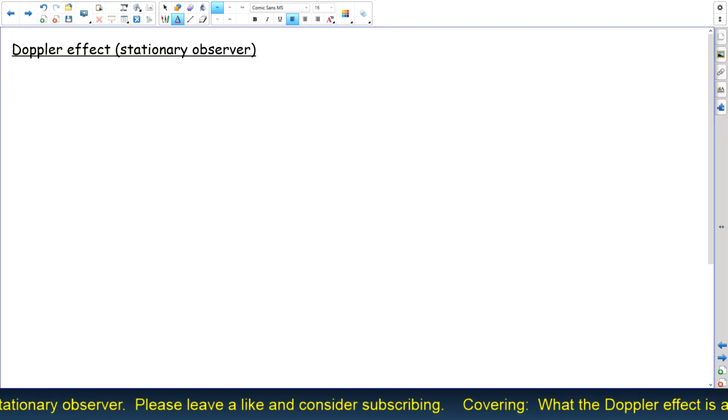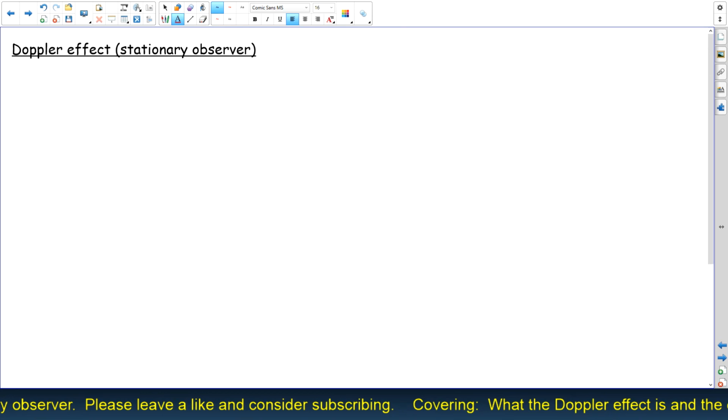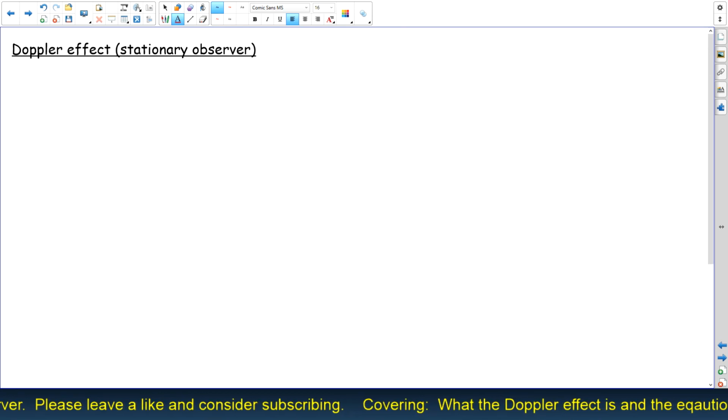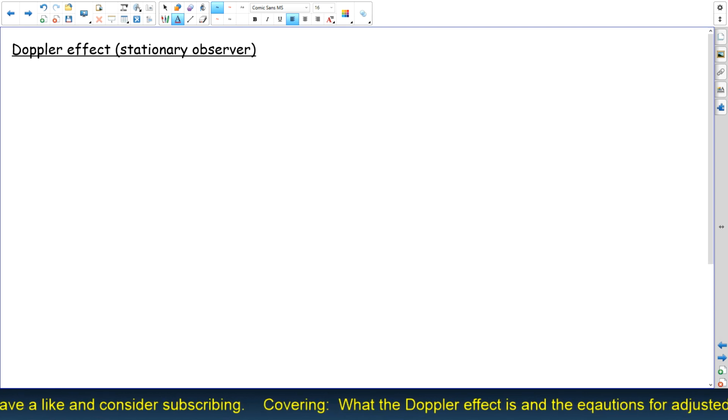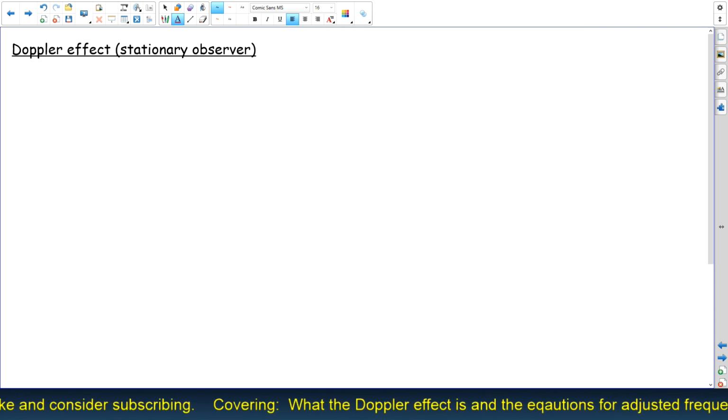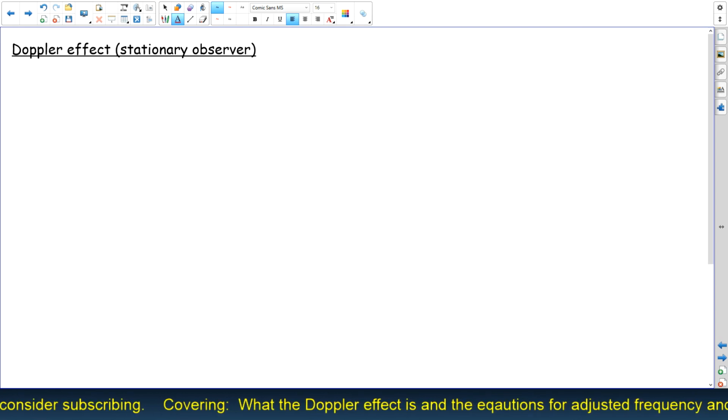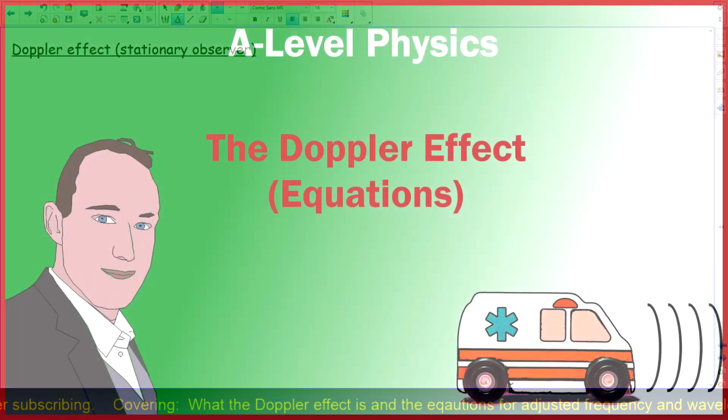We are going to take a look at the Doppler effect for a stationary observer, what it is, how it works, and the equations that are required to actually calculate the changes in frequency and wavelength that are associated with it. So let's get started.